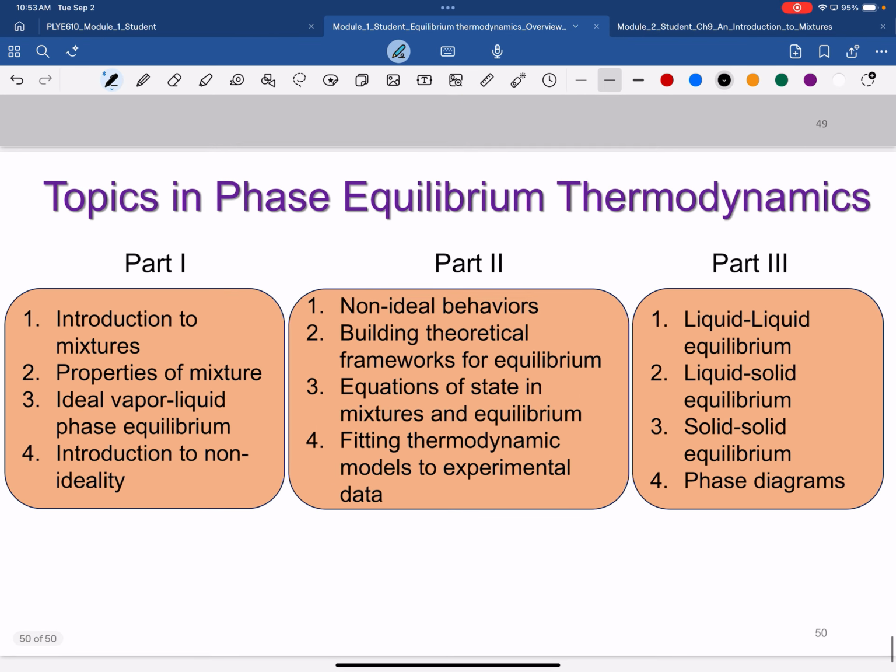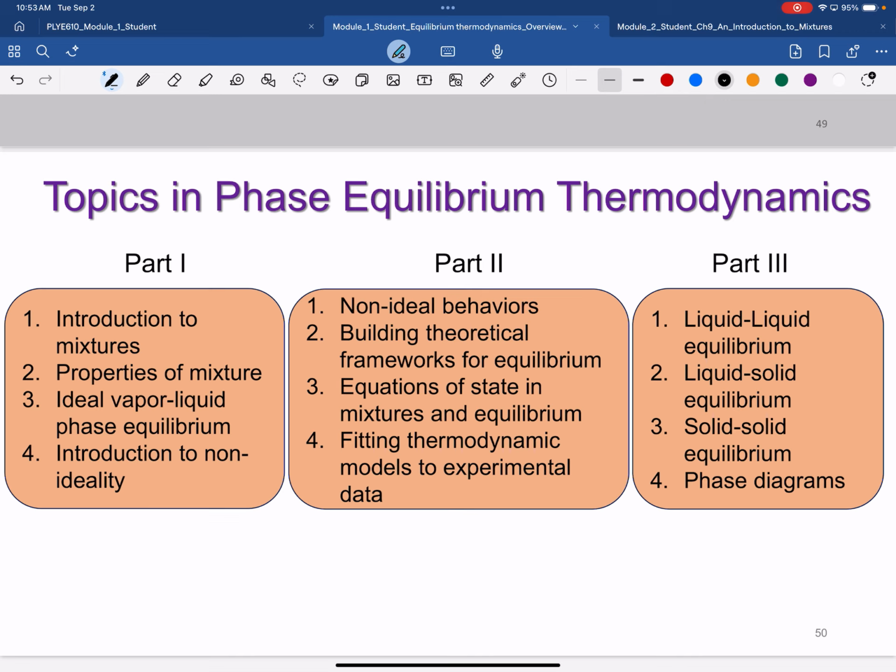Briefly, in part 1 of this class, we are going to talk about mixtures. You will see a lot of definitions of parameters that correspond to the state of a mixture. We are going to talk about ideal mixing: what is an ideal solution, ideal vapor, and introducing a little bit of non-ideality, what we mean by that. That is your exam 1.